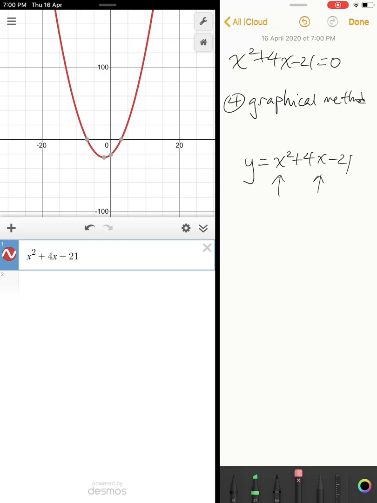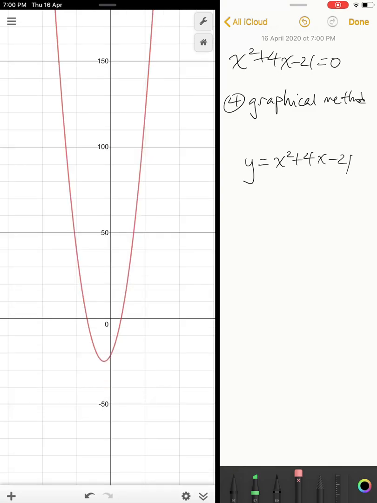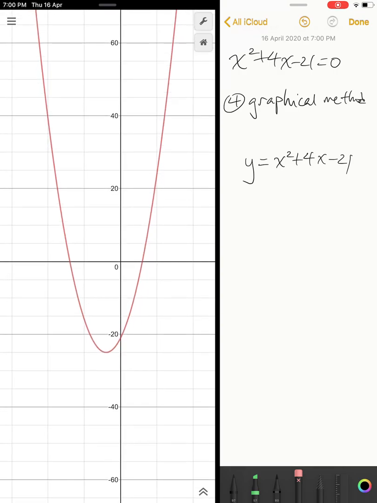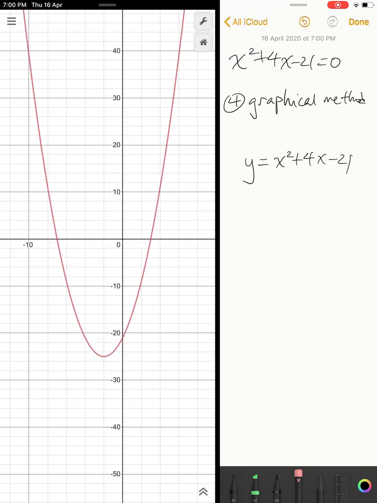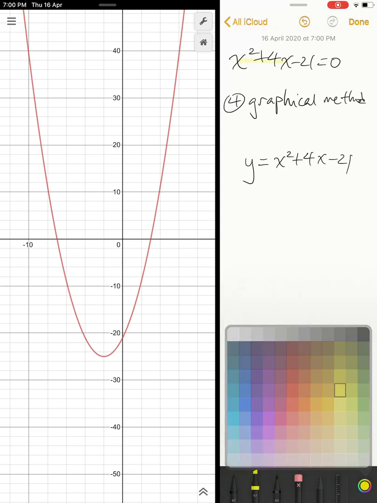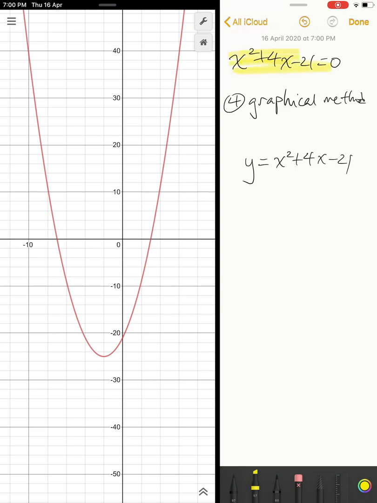So how do I use this graph to solve? So I'm going to hide that bottom bar away. Okay, how do I use this graph to solve this equation? What equation are we looking at? We're looking at this. Now this doesn't give me y equals x squared plus 4x minus 21. It's saying I want x squared plus 4x minus 21 equals 0.